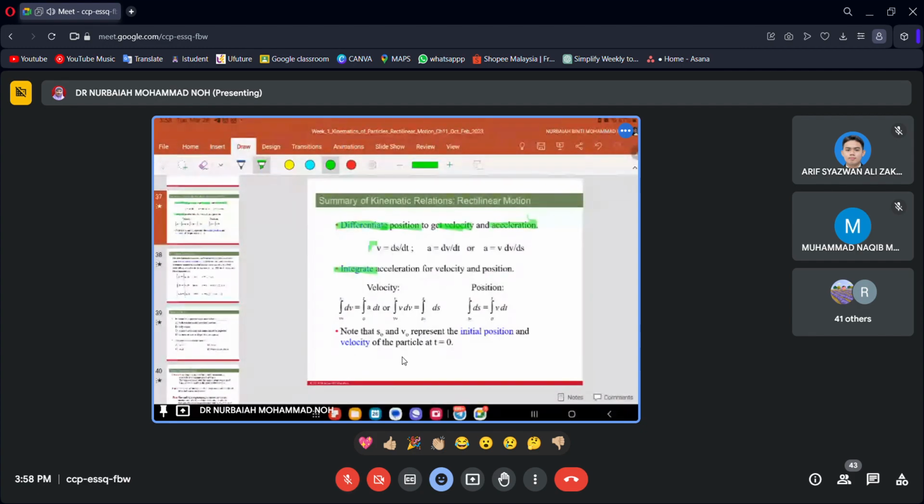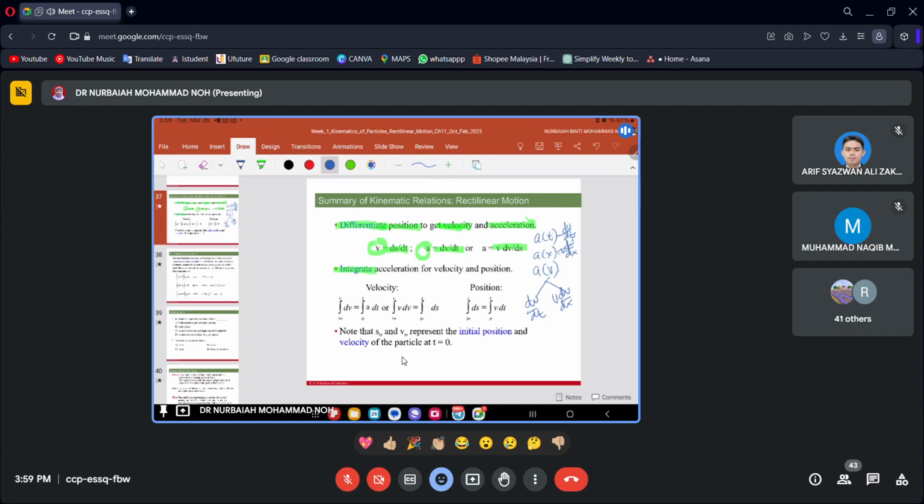Okay, to get velocity, integrate position. Untuk dapatkan acceleration, integrate velocity. Sama ada dv over dt or v dv over ds, because a ni can be a function of t, a can be a function of x, a can be a function of v. Yang ni directly guna dv over dt, yang ni guna v dv over dx, tapi yang ini dia ada pilihan sama ada dv over dt or v dv over dx.